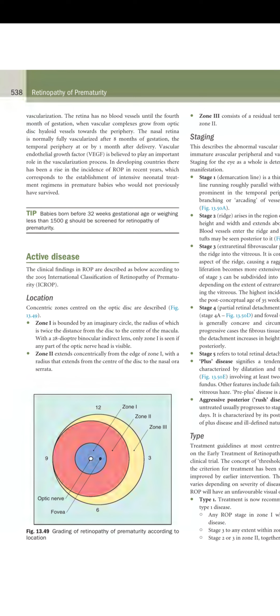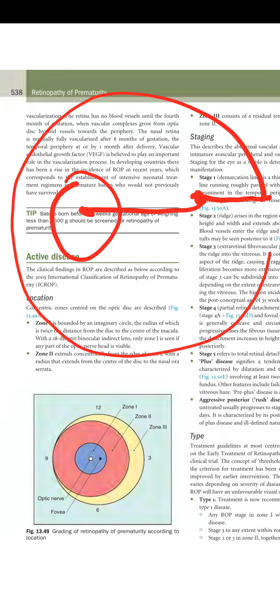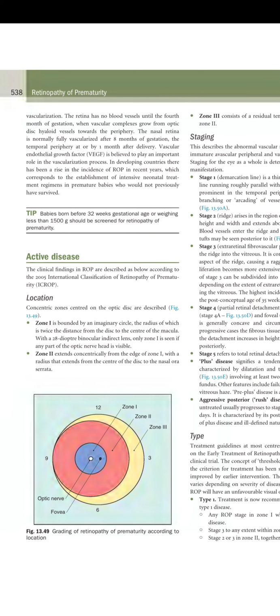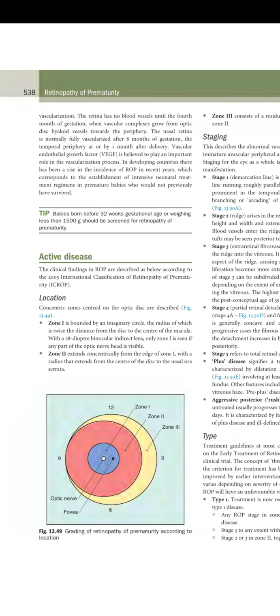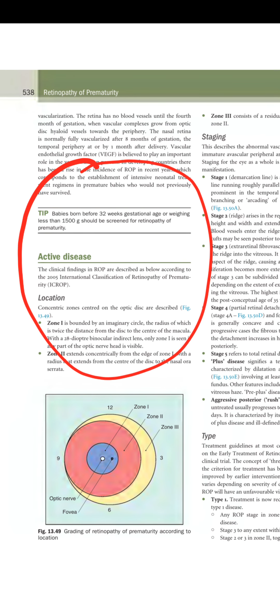So zone 1 is basically, here is a disc and here is a fovea. So you take the distance between the fovea and the disc, you double it, and you put the diameter around it, so that is the distance of zone 1. So zone 1 is bounded by an imaginary circle, the radius of which is twice the distance from the disc to the center of the macula.